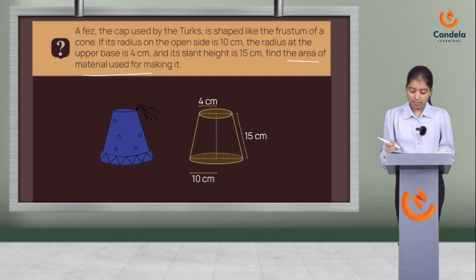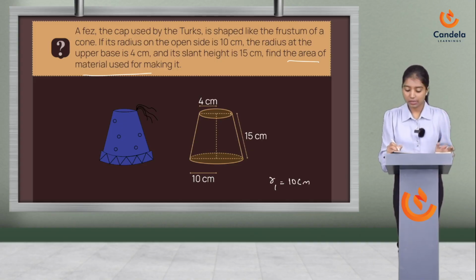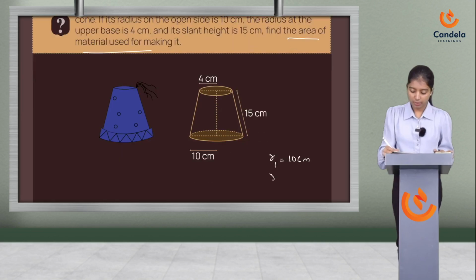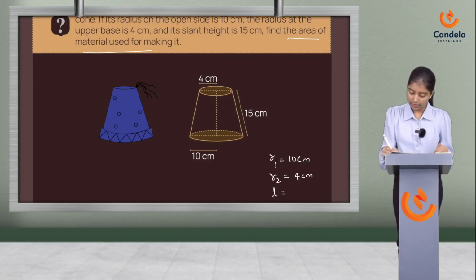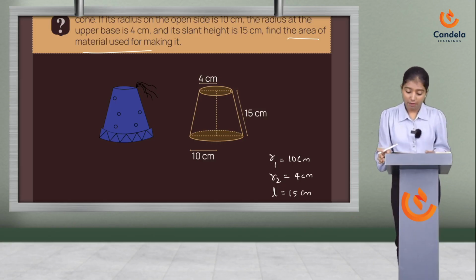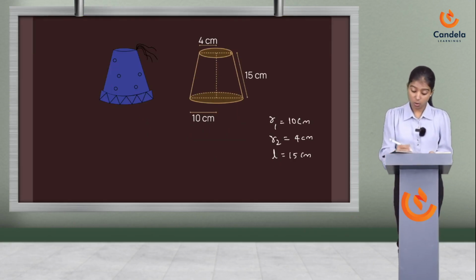So yes, 10 centimeter is R1, right? We know radius of the bigger circle, that is R1, is equal to 10 centimeters. Now topmost part, it is having a radius of 4 centimeter. So this is R2. R2 is equal to 4 centimeter. And slant height, we always denote it using L, right? L is already given, that is 15 centimeters. So we have all the data with us. We have to find the surface area, that is total surface area.